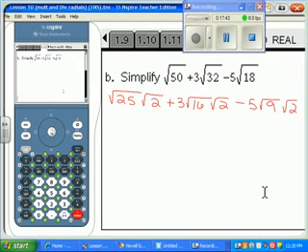All right, next step is to take our square roots. Square root of 25? 5. So we get 5 square root of 2. Square root of 16? 4. And what do I do with 4 and 3? Multiply. 12 square root of 2. And how about here? 3. So it becomes 15 square root of 2. Excellent. So now we have 5 plus 12, 17. So you get 17 square root of 2 minus 15 square root of 2. 2 square root of 2.